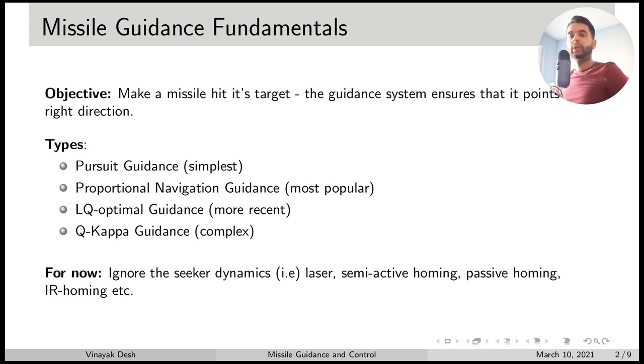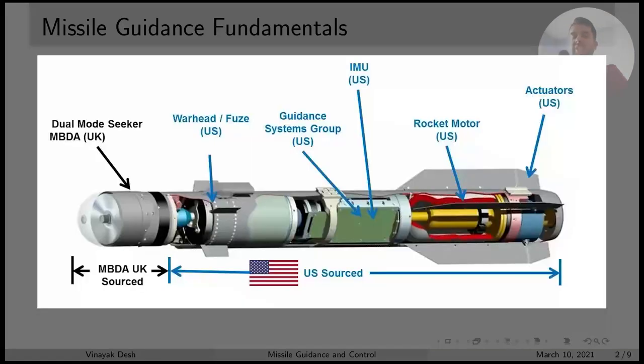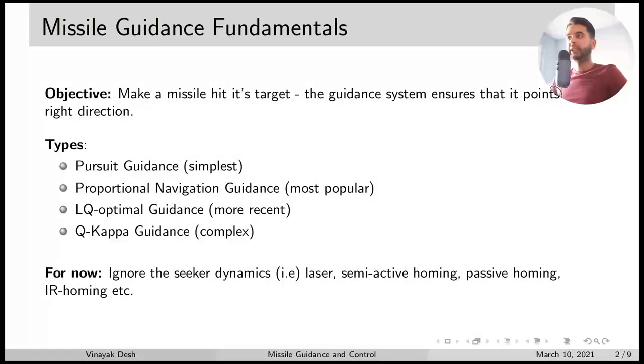For this simulation, we will ignore the missile seeker. If you don't know, the missile seeker is placed at the front of the missile. It's like a radar system. That seeker will actually determine the target, its location, and where it is, and it'll give the guidance commands.